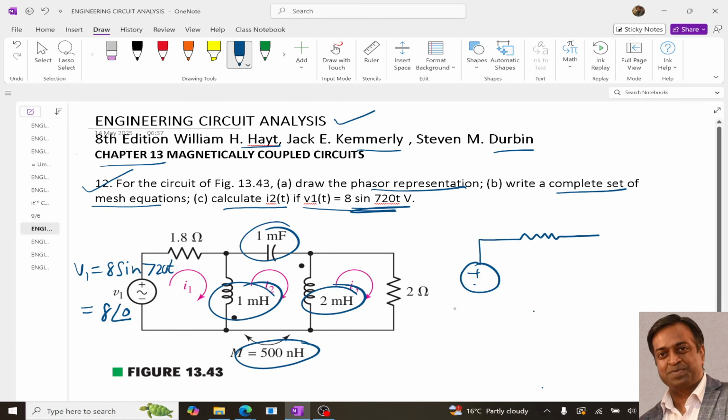Over here we have the plus-minus source V1, so this V1 will be 8 angle 0. V1 is equal to 8 angle 0, right? Over here it is 1.8 ohms. Then we have this.